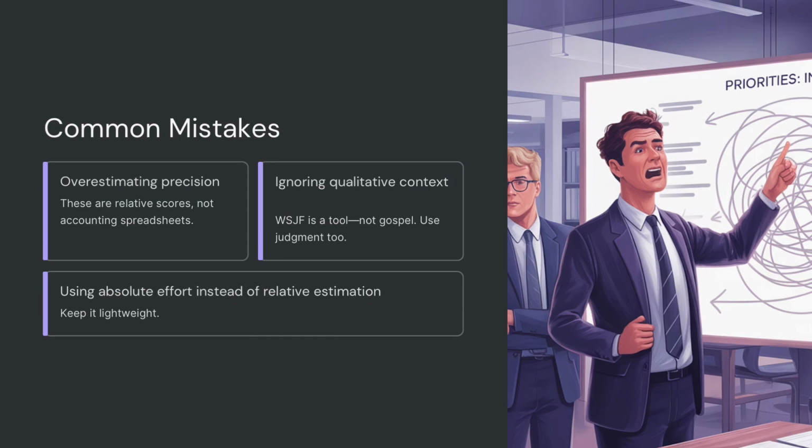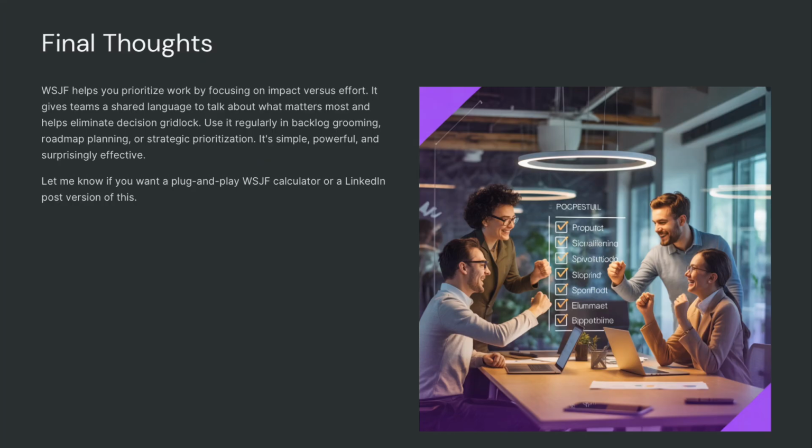Ultimately, it's a guide. It's meant to facilitate a better conversation about priorities, give everyone a common language, and maybe get past those highest-paid person's opinion decisions. Okay, so wrapping this up. Weighted Shortest Job First, WSJF, really helps focus priorities by looking squarely at impact versus effort. It gives teams a shared economic language to talk about what really matters most right now, and hopefully helps break through some of that decision paralysis we all feel sometimes.